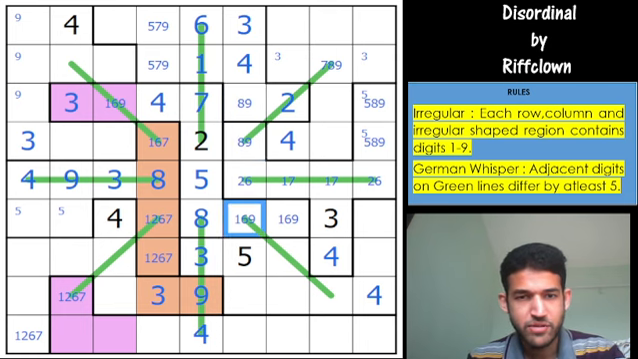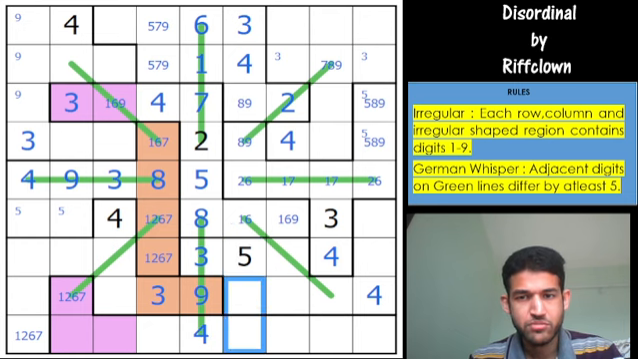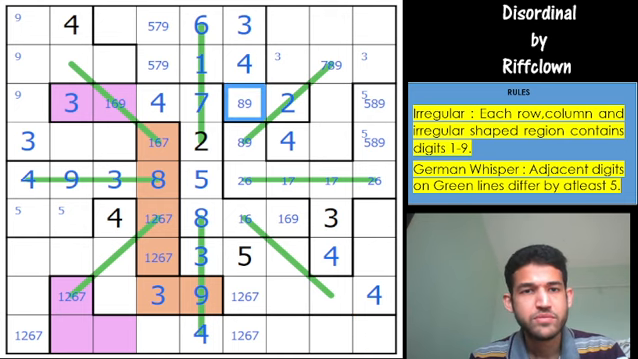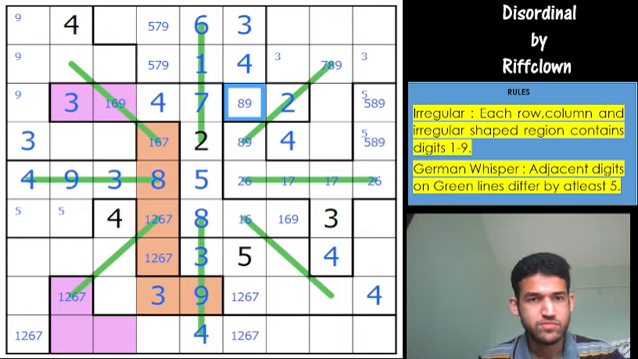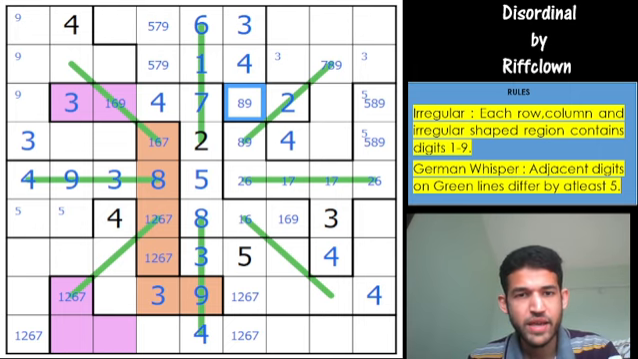That removes the 9 from this cell. 9 goes in one of these two cells in the Z-shaped region. 3, 4, 8, 9, 5. So these would be 1, 2, 6 and 7. Okay, this is a really nice deduction.